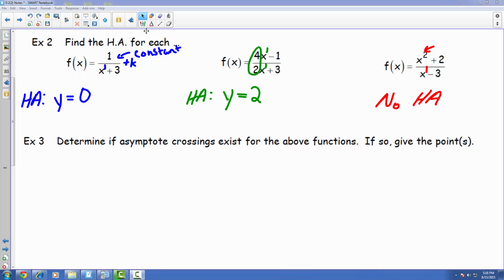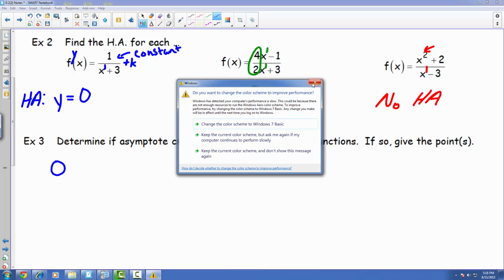So here we are at the 0.2 number 2 set of notes at example 3. We're asked, determine if the asymptote crossings exist for the above functions that we just saw from example 2. Now, if we look at this first function, we said that we have the horizontal asymptote y is equal to 0. Well, remember, f of x is the same thing as saying y. And as a result, we can then literally say, I'm going to take my 0 and plug that in for y.